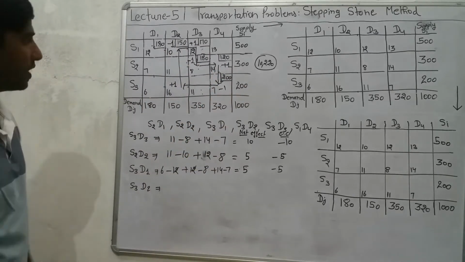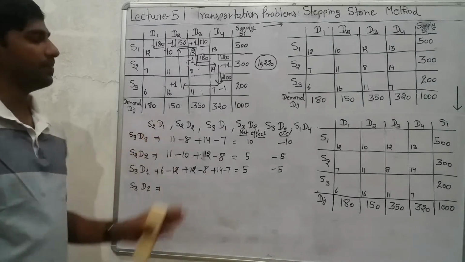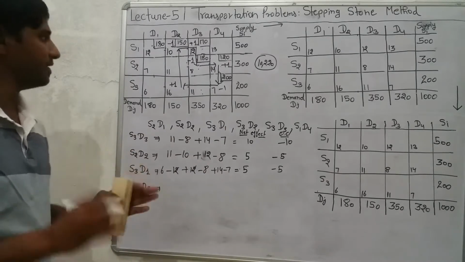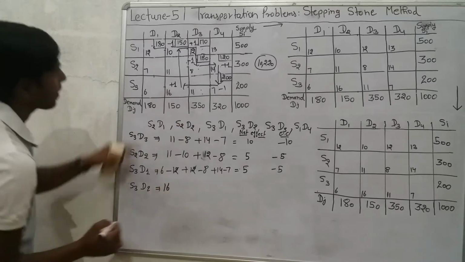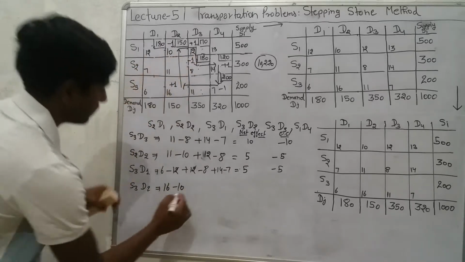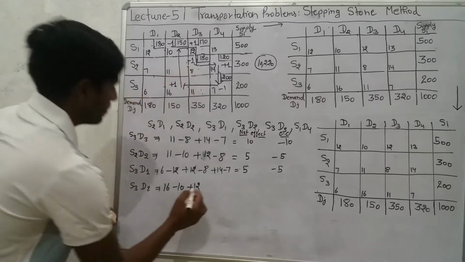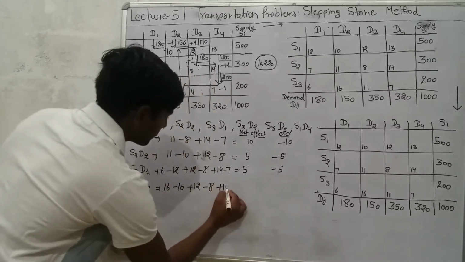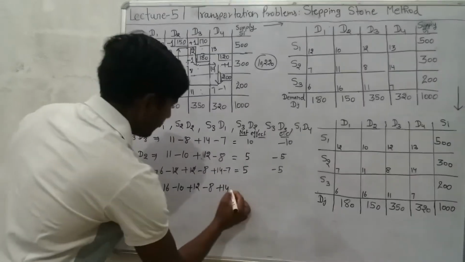So it is very simple to calculate the opportunity cost. You must follow the basic steps, okay? And it would be very easy to calculate the opportunity cost. +1 means +16, -1 means -10, again +12, +12, -8, +14, and it is -7.